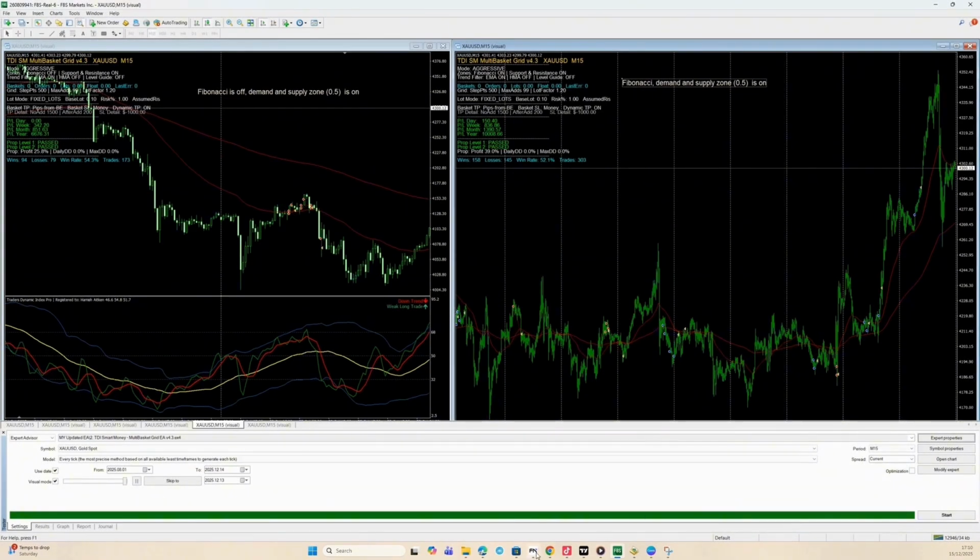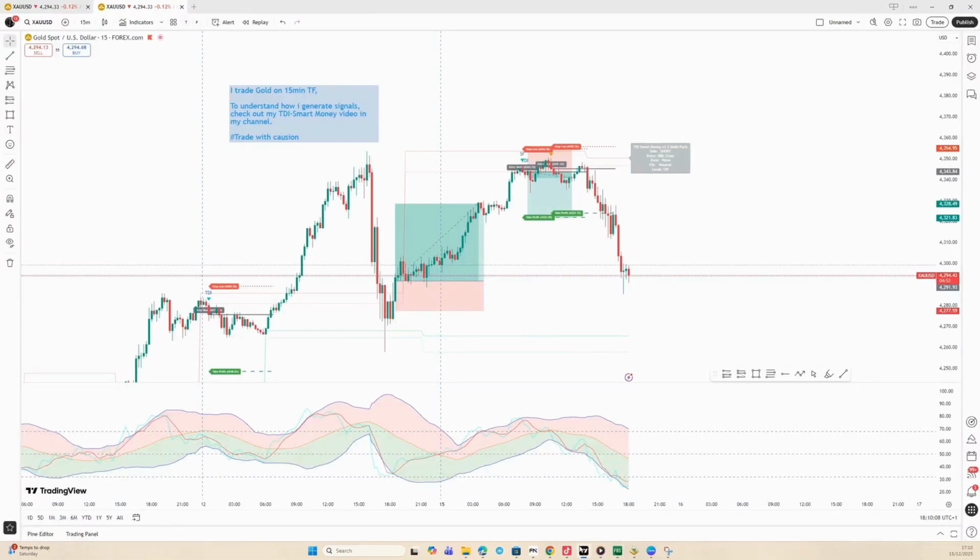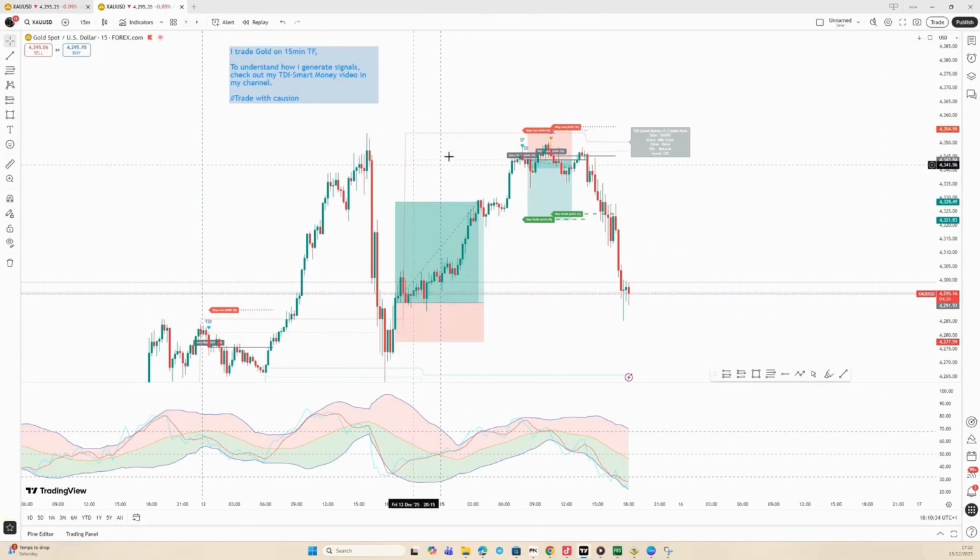So I'll just share TradingView, and I'm going to share with you some examples of how trades come up on TradingView as well. It depends. You can go for the indicator on TradingView, you can go for the indicator on MT4, or you can go for the EA. I'm also going to show you the indicator on MT4. The same settings apply to TradingView.